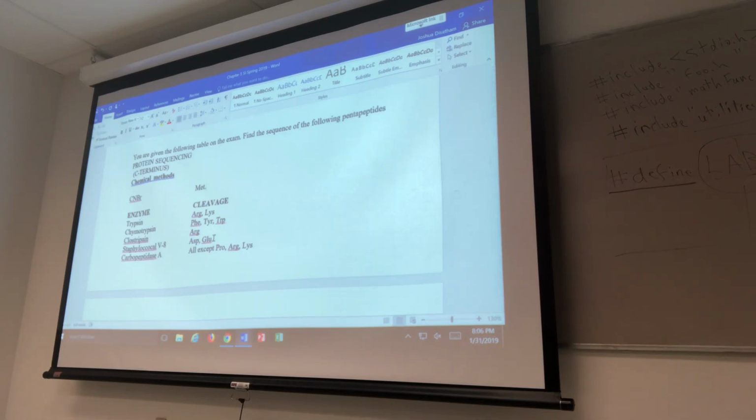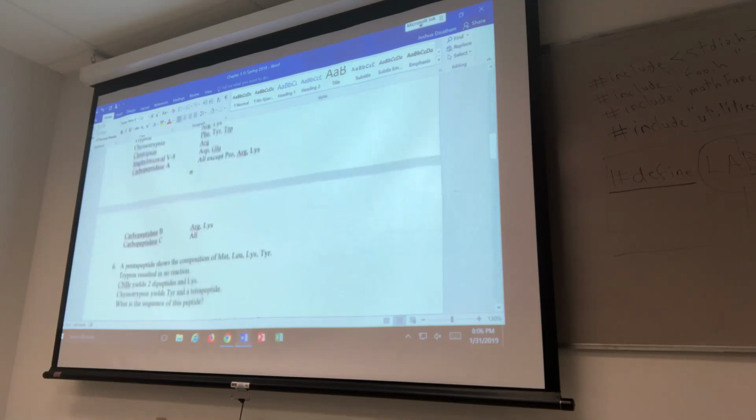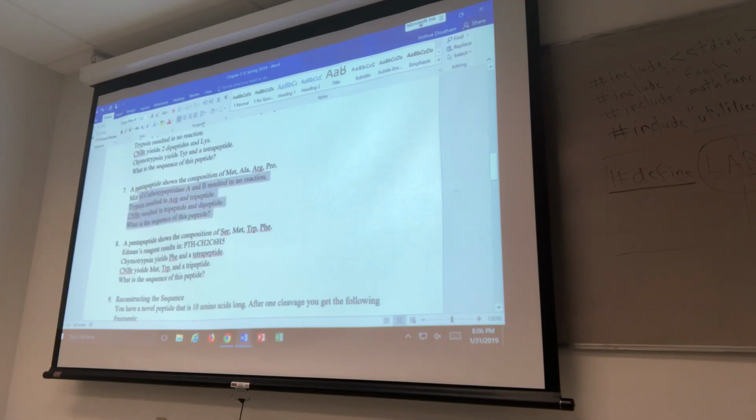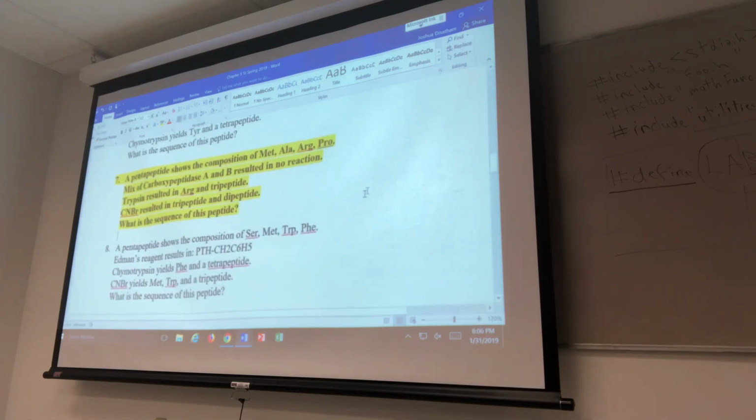All right, so now that we're given that bit of introductory information, let's try one of these examples. Let me try this one, because this is a good mix of stuff. Let me highlight it. Okay, so we are given a pentapeptide that shows the composition of methionine, alanine, arginine, and proline, and we are given the following clues.